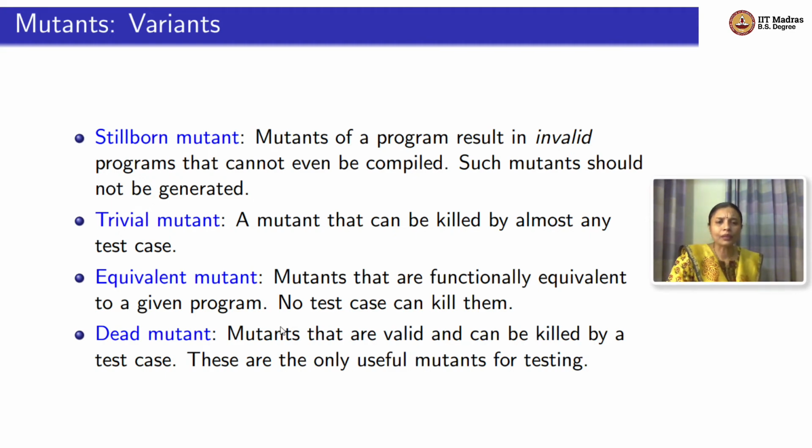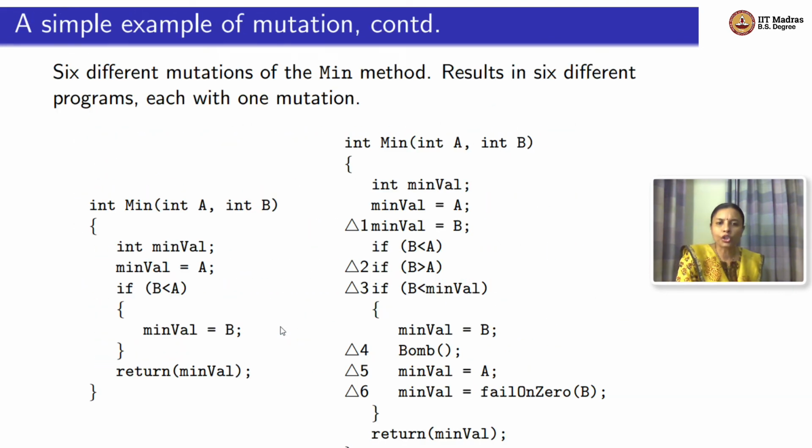In our example, if you see these 6 mutation operators that we had, the third mutation operator gives an equivalent mutant. Do you understand why? What does the third mutation operator do? It takes the statement if b less than a, and replaces a with minval. But that's not a very useful replacement, mainly because in the previous statement in the ground string, minval was assigned a. So by replacing b less than a with b less than minval, you're not changing anything in terms of the behavior of the program. So the third mutant is an example of an equivalent mutant.